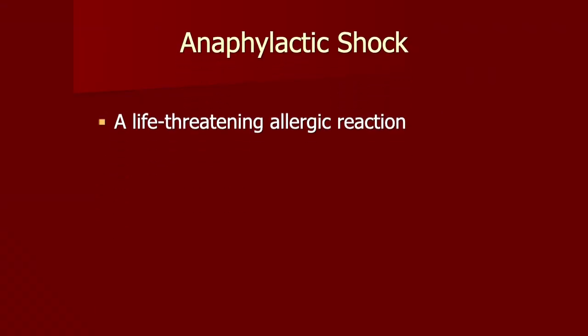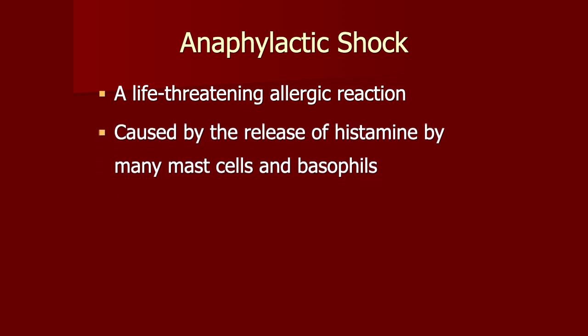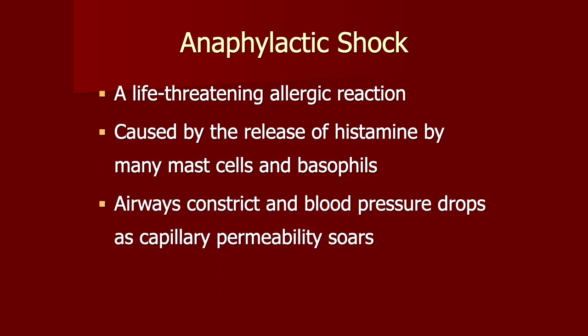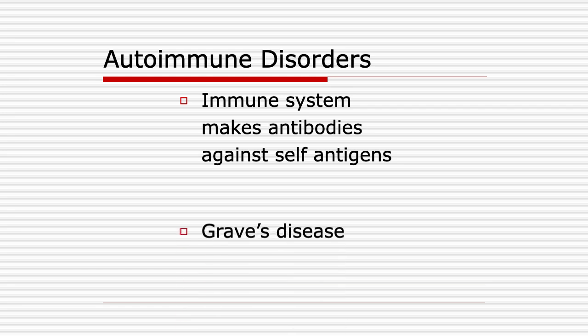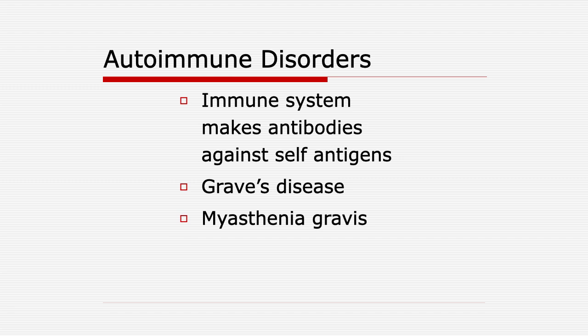Anaphylactic shock is a life-threatening allergic reaction caused by the release of histamine by many mast cells and basophils. Airways constrict, blood pressure drops as capillary permeability soars. And finally, autoimmune disorders. The immune system makes antibodies against self-antigens, so your body makes antibodies to attack yourself. Graves' disease, myasthenia gravis, and rheumatoid arthritis.